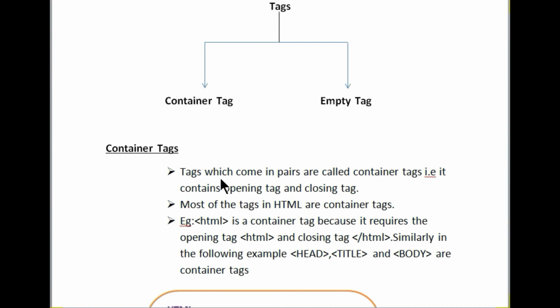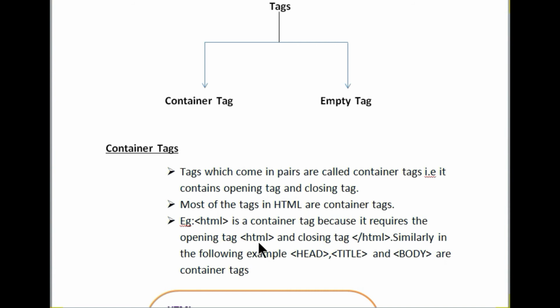Clear? Once again I repeat. Tags which come in pairs are called container tags. What do you mean by pair? Pair means it contains an opening tag and a closing tag for its working. Okay. So most of the tags in HTML are container tags. One single example is HTML itself. The HTML tag is a container tag because it requires the opening tag HTML and closing tag HTML for its working.